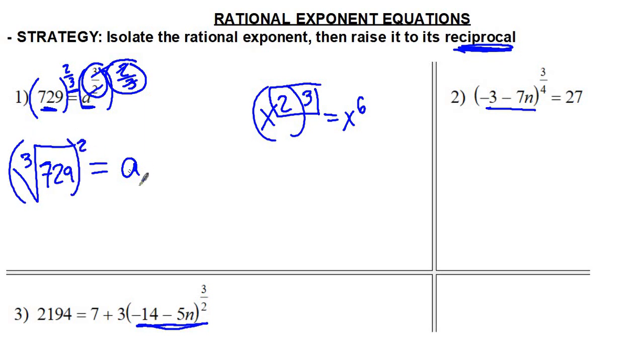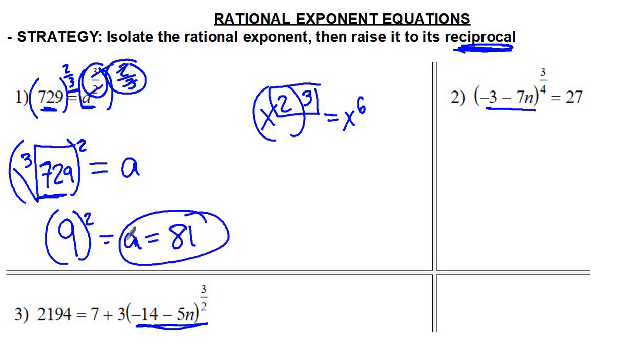You could first square 729, but that's a huge number. I think that's 531,441. That's kind of inconvenient to take the cube root of such a large number. So what is the cube root of 729? It's easier to do that first. That turns out to be 9. And then we have to square that. 9 squared is equal to 81. And so there's our answer right there. a is equal to 81. And that's really all we need to do.